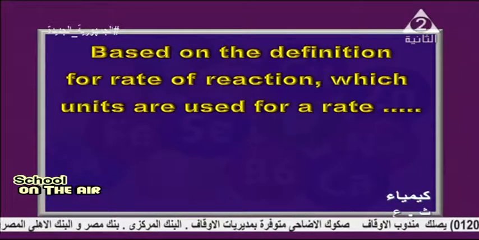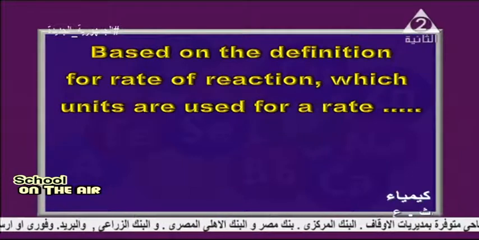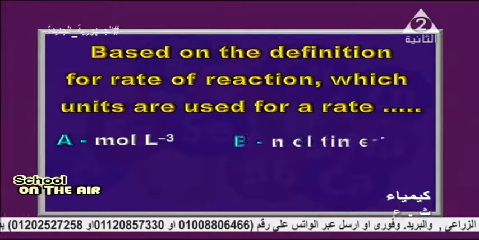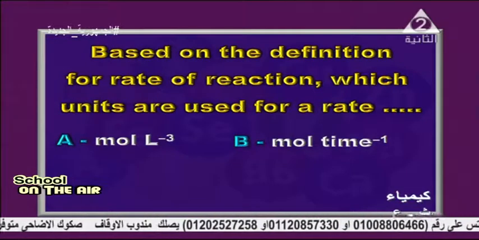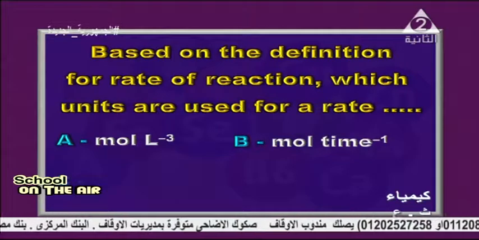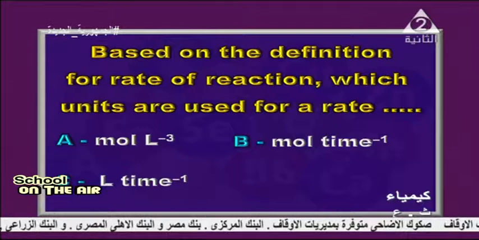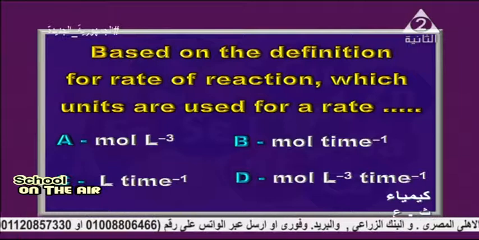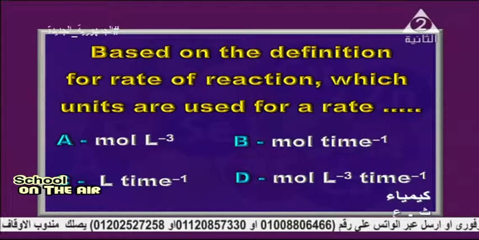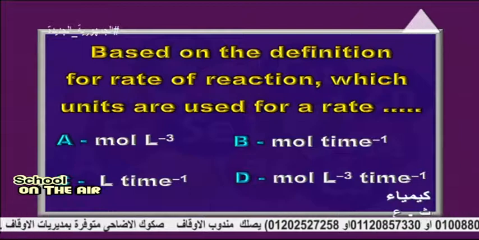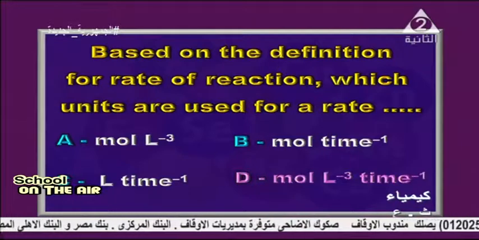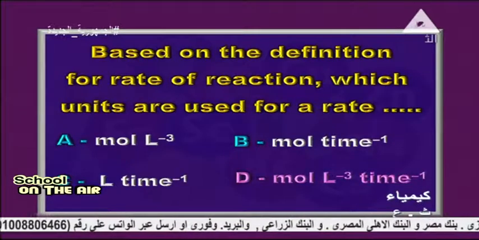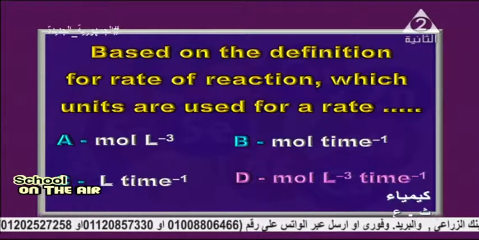Next question. Based on the definition for rate of reaction, which units are used for the rate? Is it mol L^-3, or mol time^-1, or L time^-1, or mol L^-3 and time^-1? We know that the rate of reaction is concentration per time. So we have to choose the unit of concentration over the unit of time. So it will be mol L^-3 as the concentration unit over the time, which is time^-1.